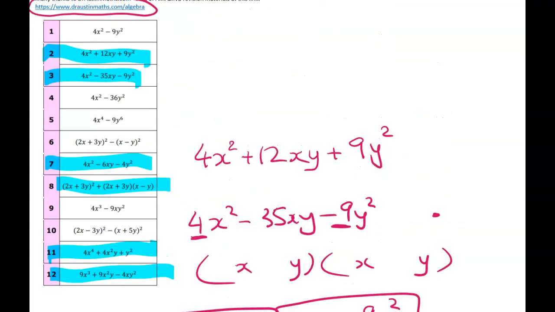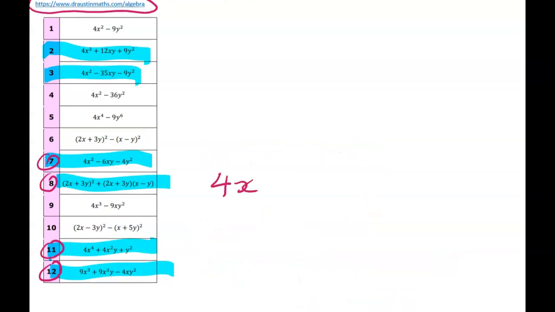I'd like you to pause the video now and try and work through questions 7, 8, 11 and 12. They're not all that pattern, but the grouping idea should help you quite a lot. Right, question 7, 4x squared minus 6xy minus 4y squared.